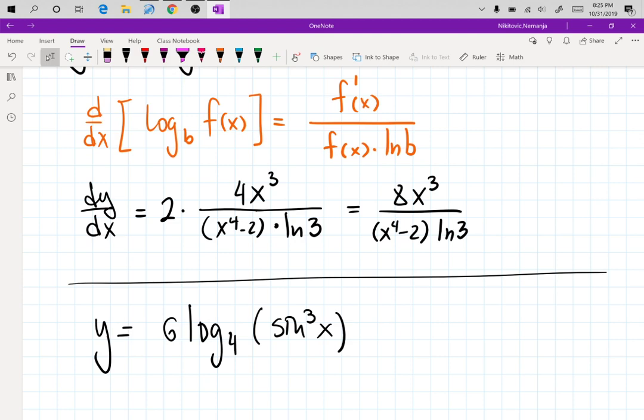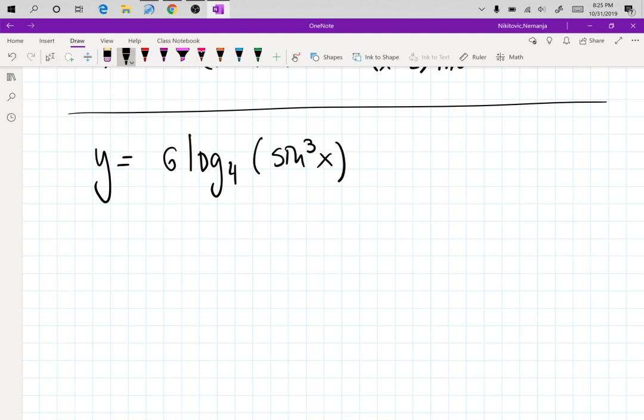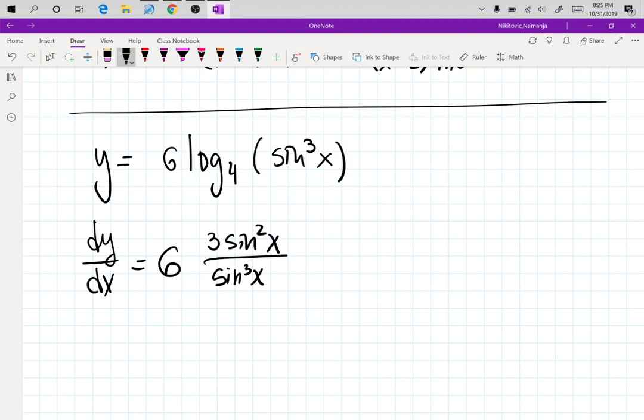Let's take a look at the solution. So the derivative of function y with respect to x is going to be, we copy 6 because that's just a constant. Since it's a log derivative, we immediately put the division and copy the function exactly as is in the denominator. Nothing fancy. We take its derivative as 3 sine squared x times cosine x.